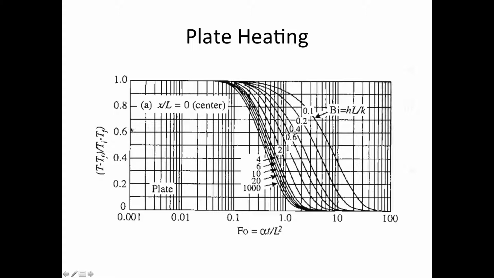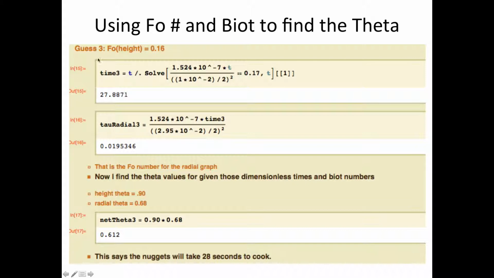And then you read off these dimensionless temperatures and you multiply them together. So you kind of get a guess and check type method. So here I picked one Fourier number for the plate, I used that to find the time it takes to cook, found the equivalent Fourier number for my radial coordinates, and then I get theta, and after 3 guesses I found that 28 seconds, or a Fourier number of 0.16, gives you the perfect theta value for the chicken nuggets to cook.